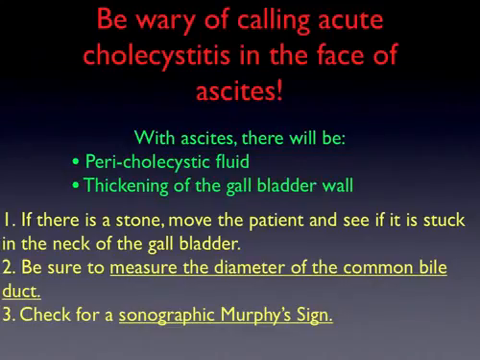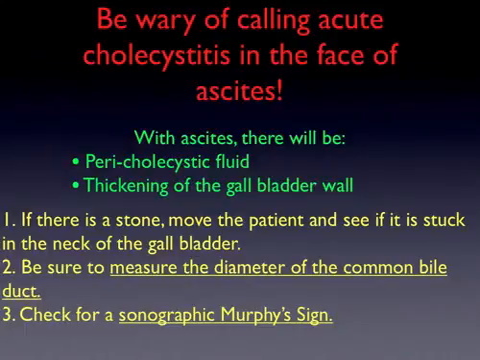But one has to be wary of calling acute cholecystitis in the face of ascites. As I just mentioned, there can be pericholecystic fluid and thickening of the gallbladder wall. Now, some things you can do to help make your diagnosis: if there is a stone, you can move the patient and see if the stone is stuck in the neck of the gallbladder. If the stone moves, then the stone is not occluding the gallbladder neck.